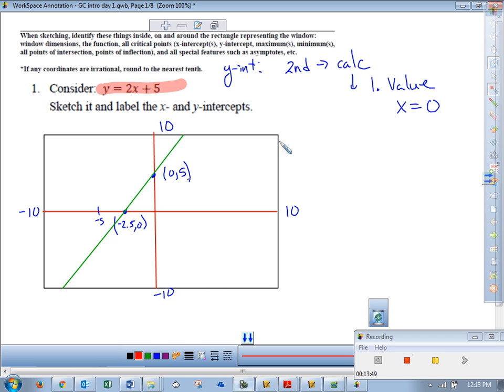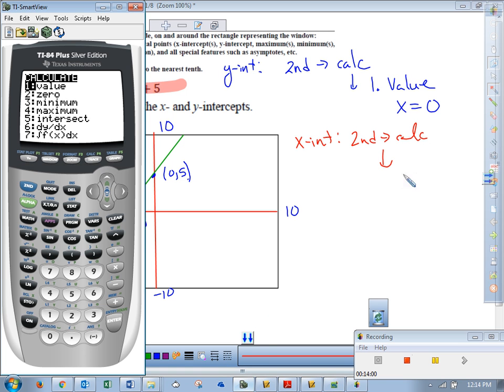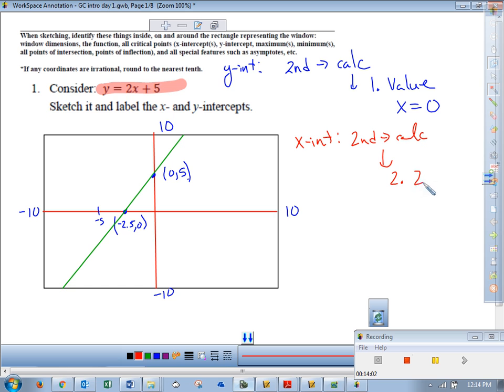And then the x-intercept. Second, calculate. Option 2, which is a zero. And then you just follow the prompts from there. You don't need to write that down. The calculator prompts you what to do. If you need help with that, we could help you. Okay, so far, there is our accurate sketch of this situation.